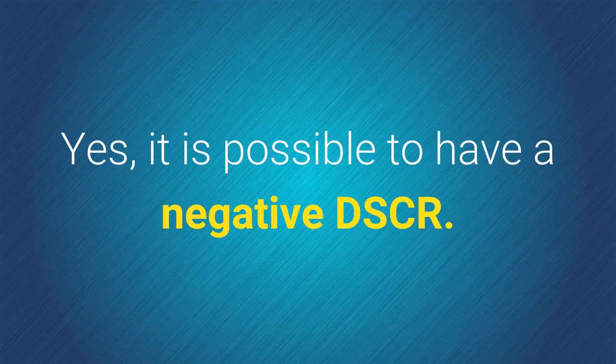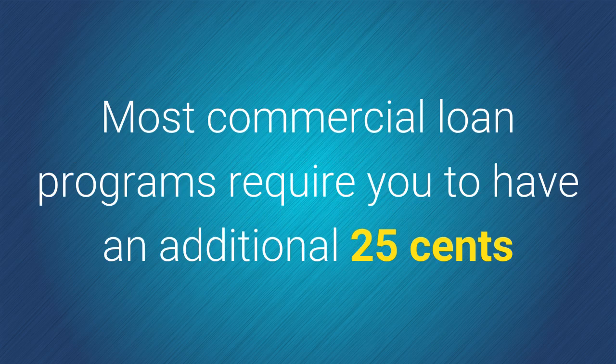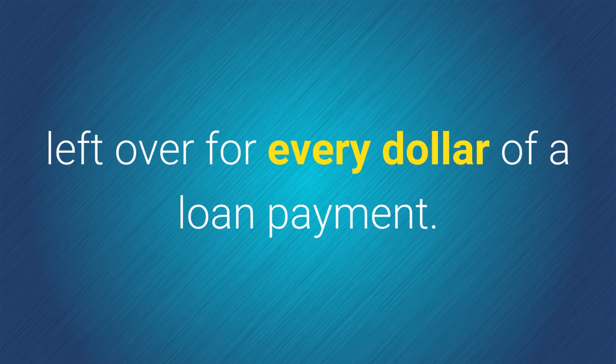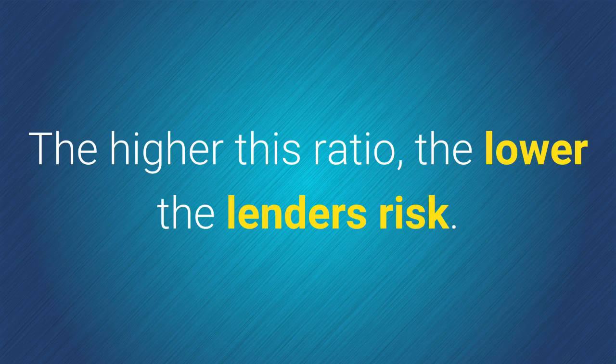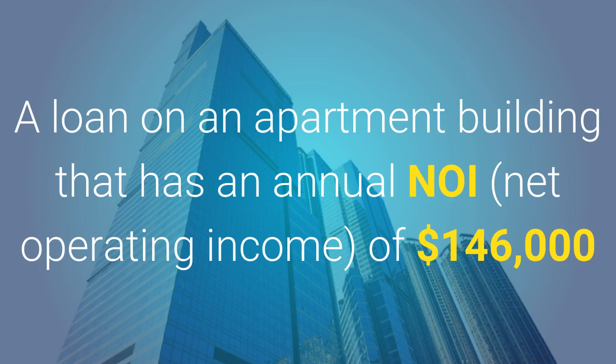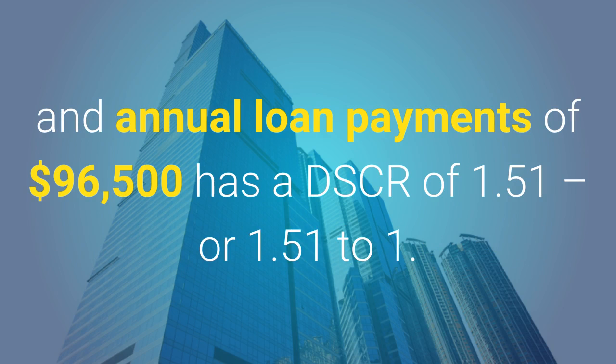Yes, it's possible to have a negative DSCR. Most commercial loan programs require you to have an additional 25 cents left over for every dollar of loan payment. This would be a 1.25 DSCR. Again, the higher this ratio, the lower the lender's risk. A loan on an apartment building that has an annual NOI, net operating income, of $146,000 and annual loan payments of $96,500 has a DSCR of 1.51, or 1.51 to 1.